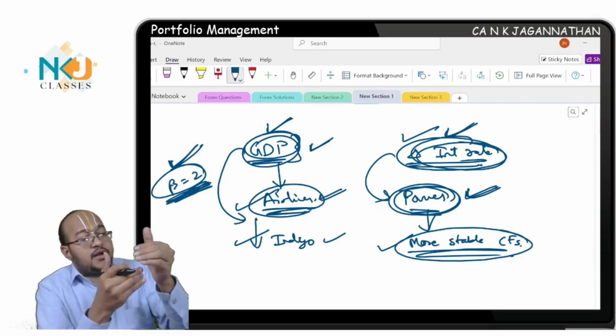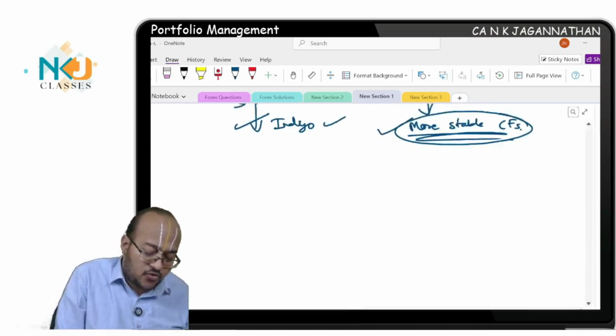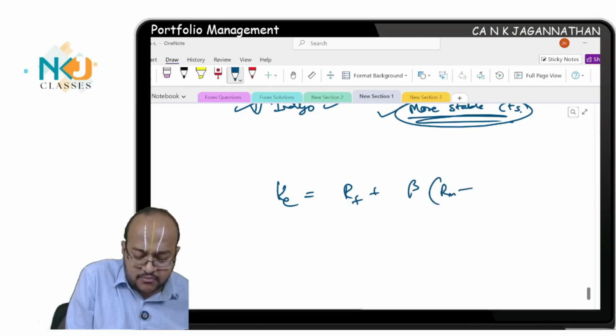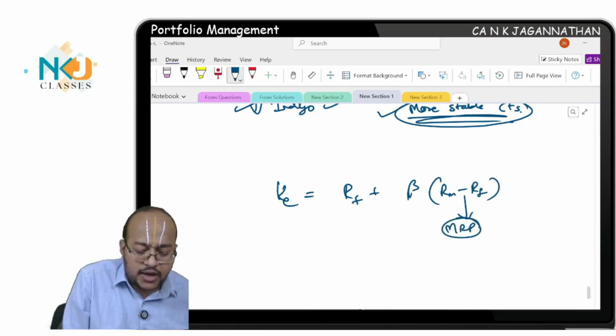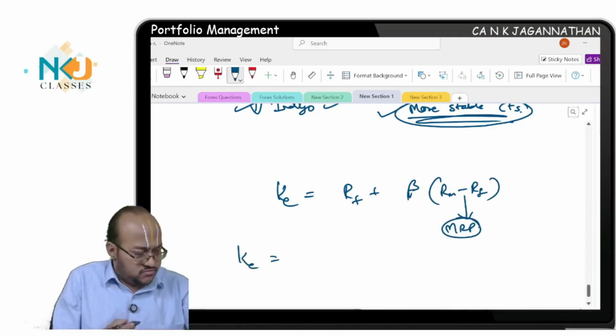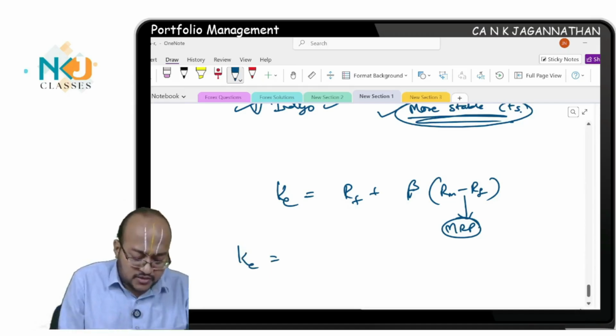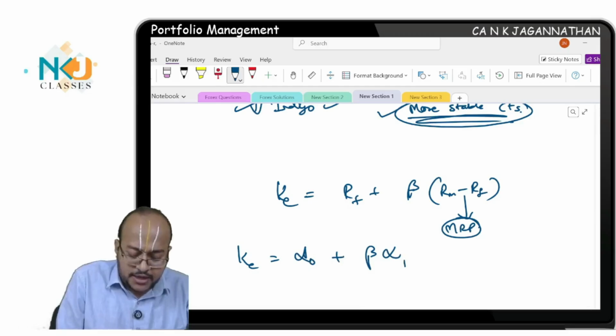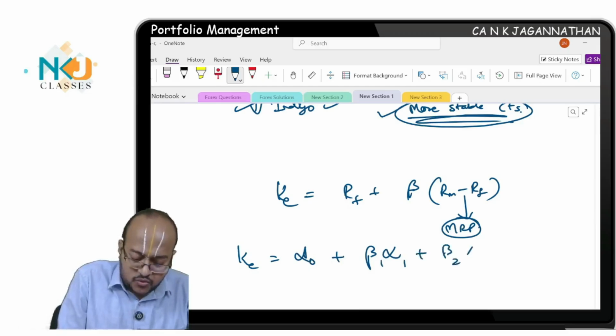Then we will find out beta into, see, in the CAPM what we did, K is equal to RF plus beta times (RM minus RF), where RM minus RF is the market risk premium, and beta is representative. What here we are trying to do, KE as per APT, arbitrage pricing theory, is nothing but lambda 0 or RF, this is lambda 0, plus beta 1 lambda 1 plus beta 2 lambda 2 plus beta 3 lambda 3.